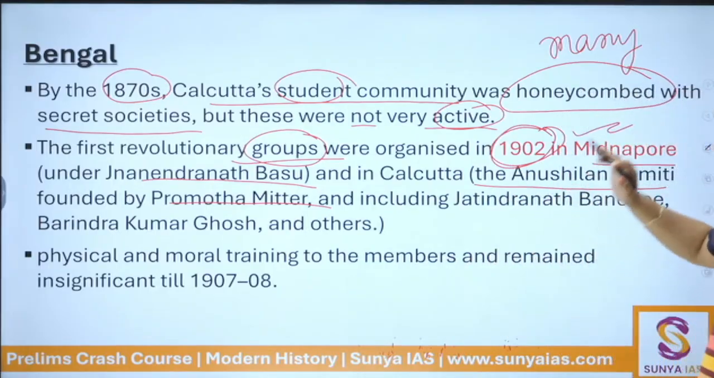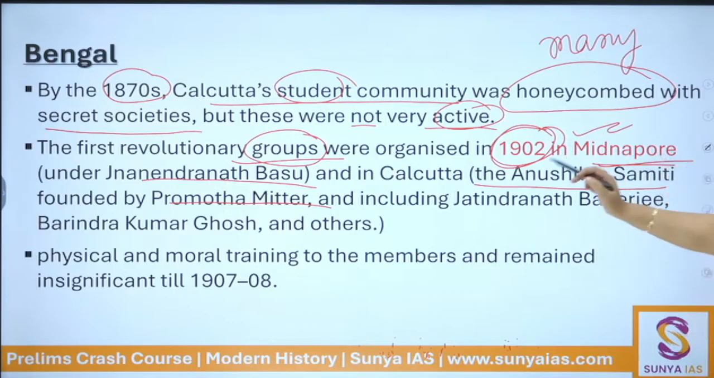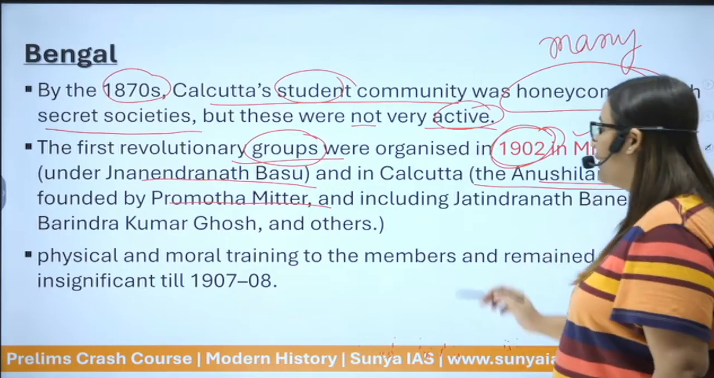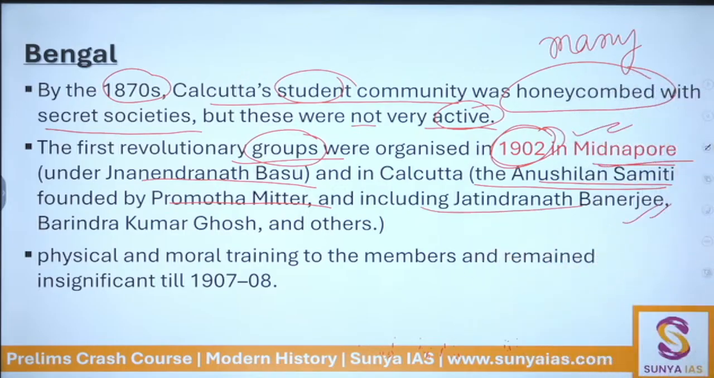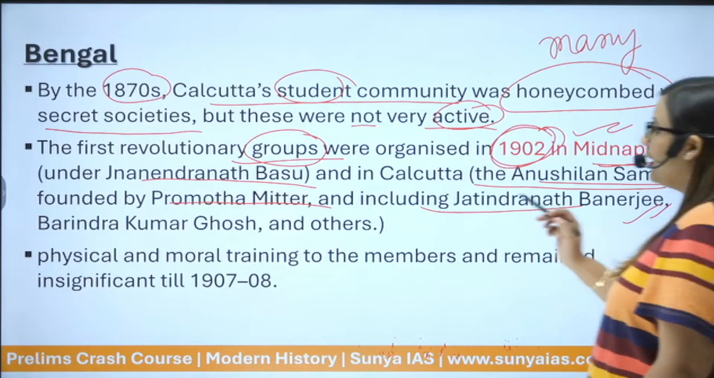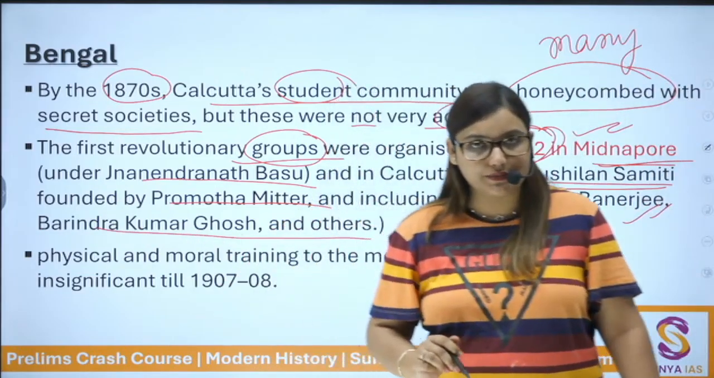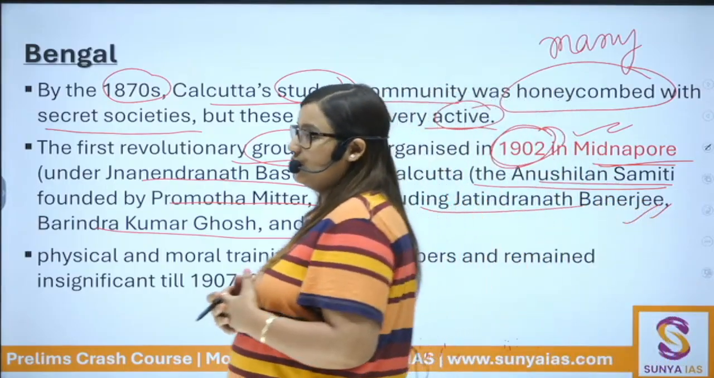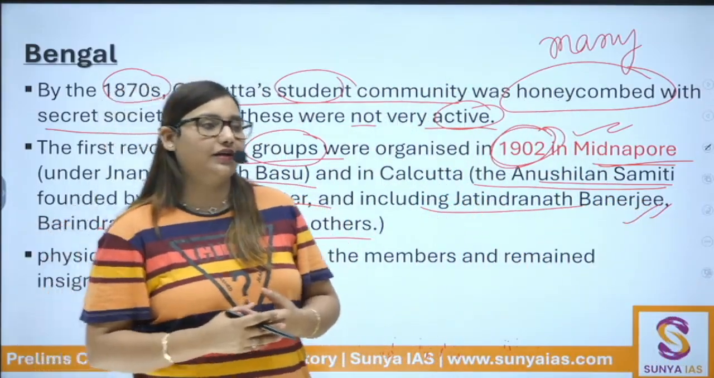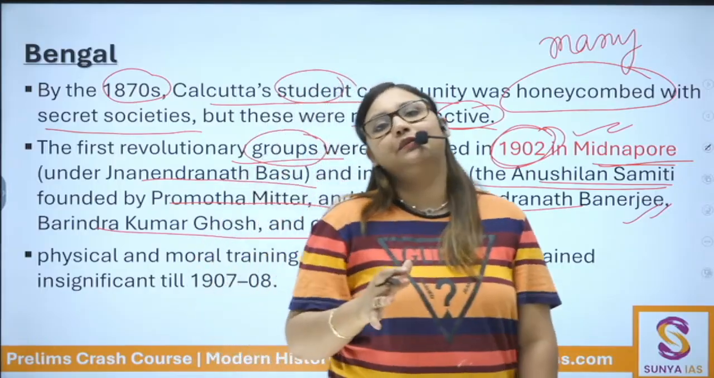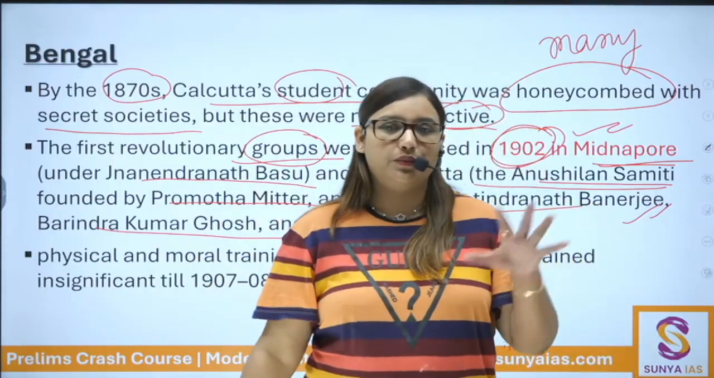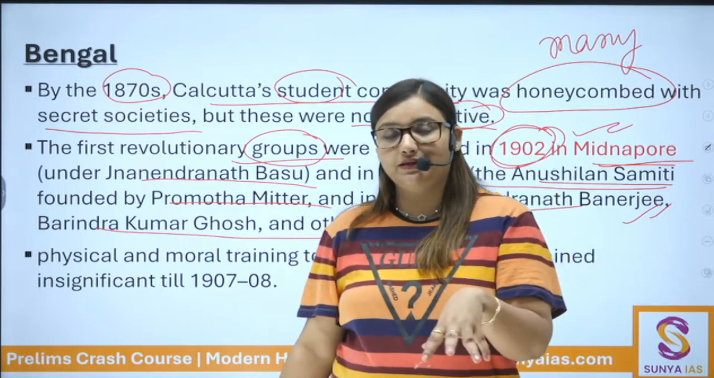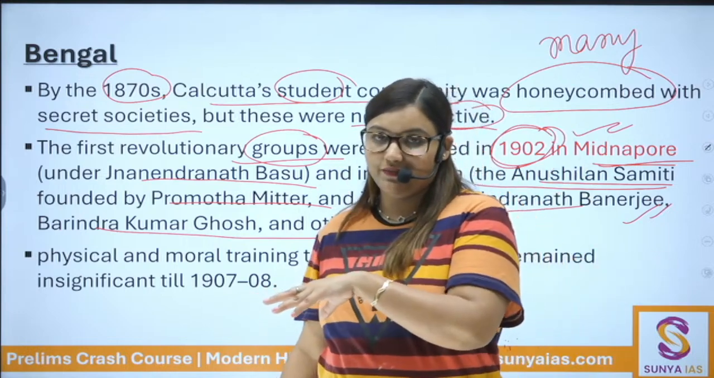So, if we talk about the first revolutionary groups, first was in Midnapur under Jnanendra Nath Basu in 1902, and in Calcutta, Anushilan Samiti was there, founded by Pramod Mitra, and including Jatindranath Banerjee also, Barindra Kumar Ghosh, and many other revolutionary leaders. Now, if I ask you whom do you consider as having contributed maximum in the independence of India? Moderates, extremists, or revolutionaries? What do you think?